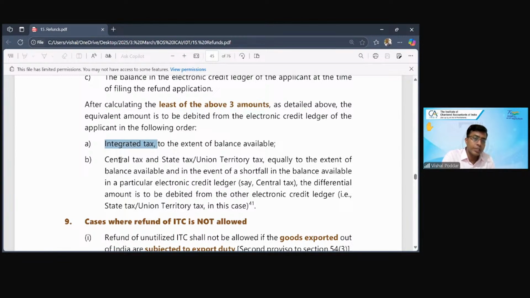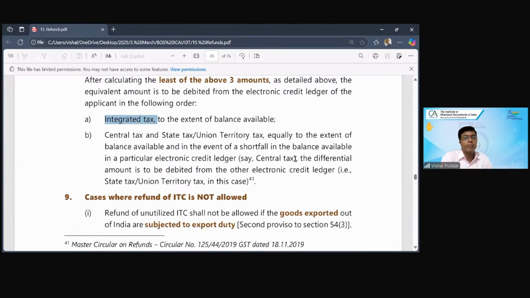Now I will go to the CGST balance, SGST balance, and I will have to debit that balance also equally, to the extent of balance available. And in the event of shortfall in the balance available in a particular credit ledger, let us say central tax, the differential amount is to be debited from the other credit ledger, that is, state tax. So I have to claim a refund of 1,000 as per calculation, the least of the above three.